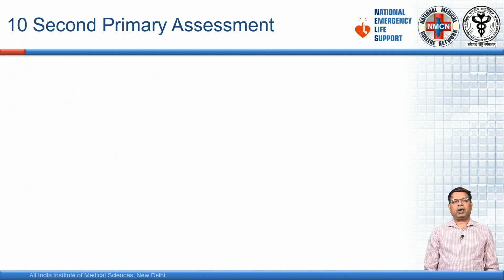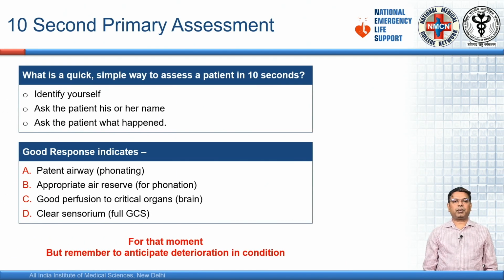So a quick assessment of the patient can be done in 10 seconds. The 10-second primary assessment is just by asking the name. You can know whether the ABCD is fine, yes or no. You just ask his name. Hello, what is your name? क्या हो गया आपको? What has happened?